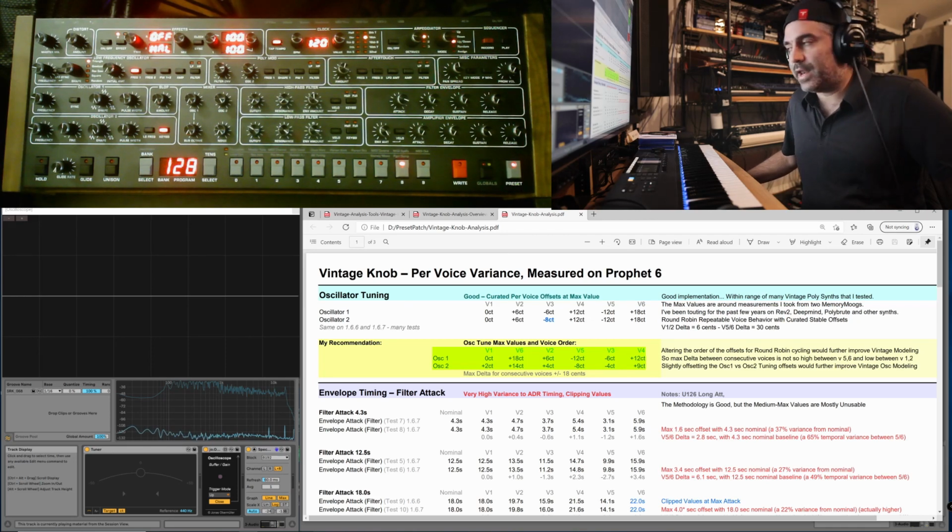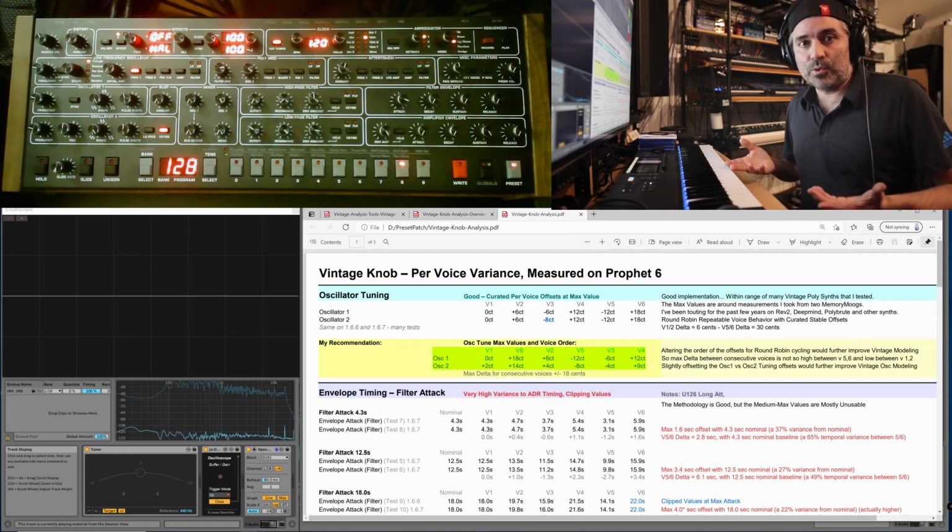The second thing I'm recommending here is just to shuffle up the more extreme offsets. The way it is right now, the smallest offsets are grouped in voice 1 and voice 2. You've got a delta of just 6 cents between voice 1 and voice 2. But if you compare voice 5 and voice 6, you've got negative 12 to plus 18. You've got a 30 cent difference between these two. So the delta between voice 5 and 6 is very extreme, whereas this one's very mild.